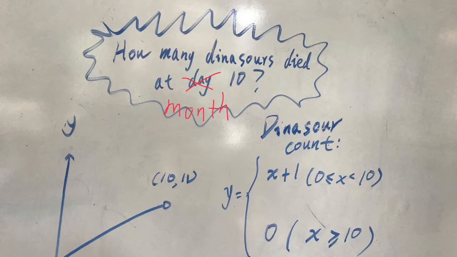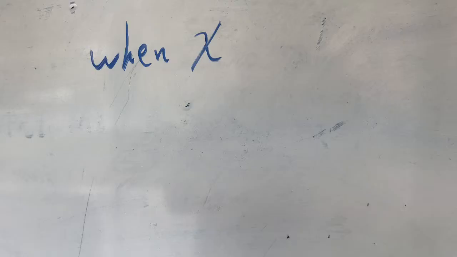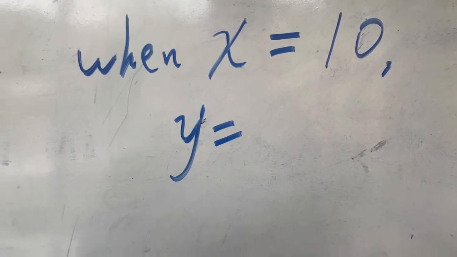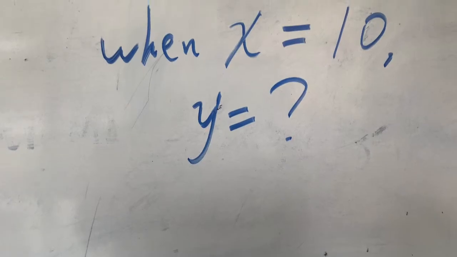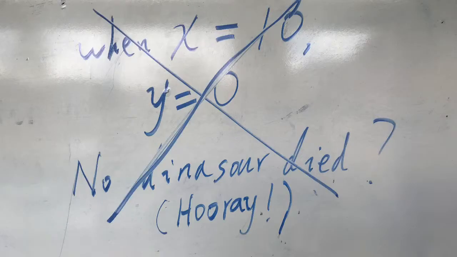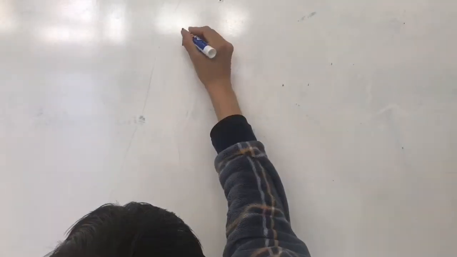Now, I know you could immediately answer 11, but let's try this with math. Let's try this using our function. Your first instinct would be to find the value of y when x equals 10. When x equals 10, y equals 0. So there are 0 dinosaurs killed? Of course not. In order to solve this question, we need to use the limits.